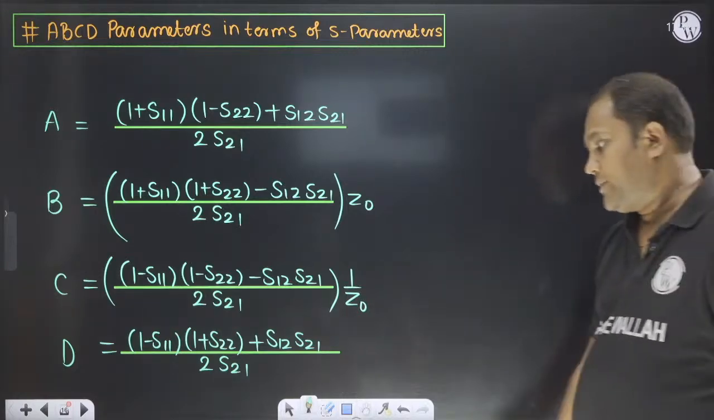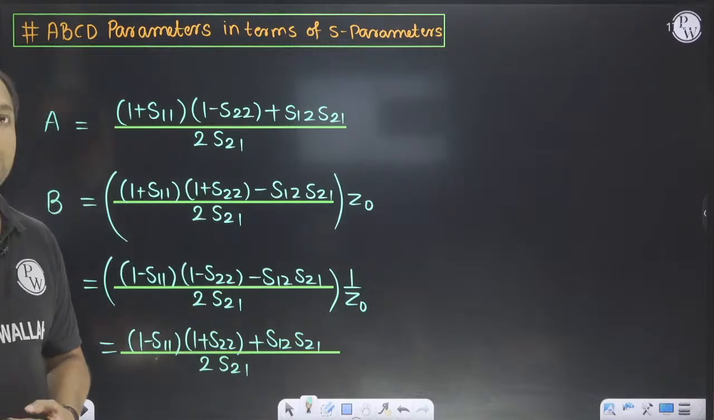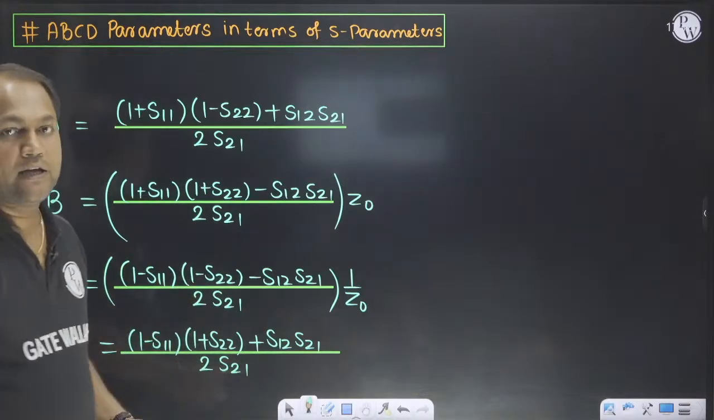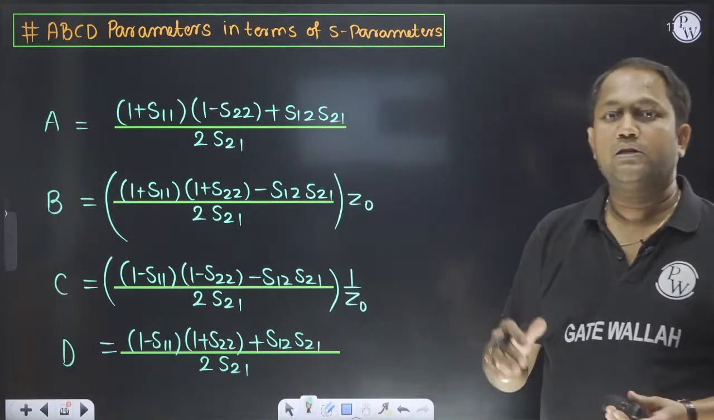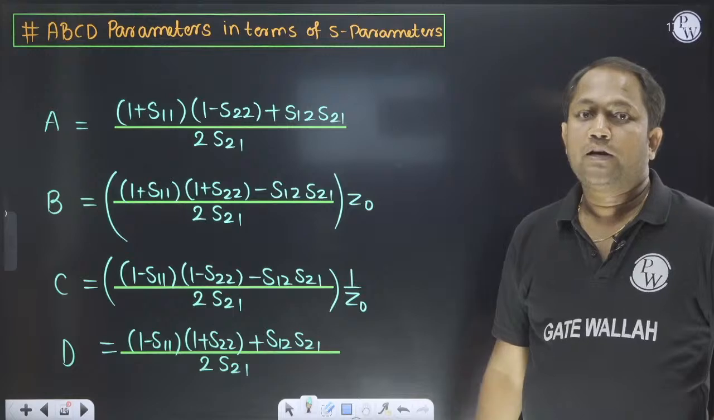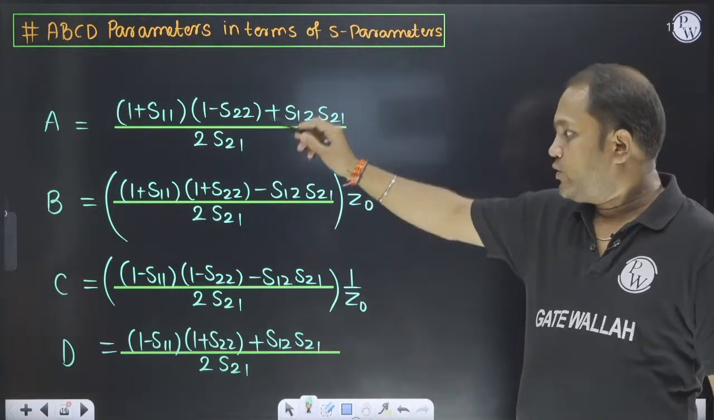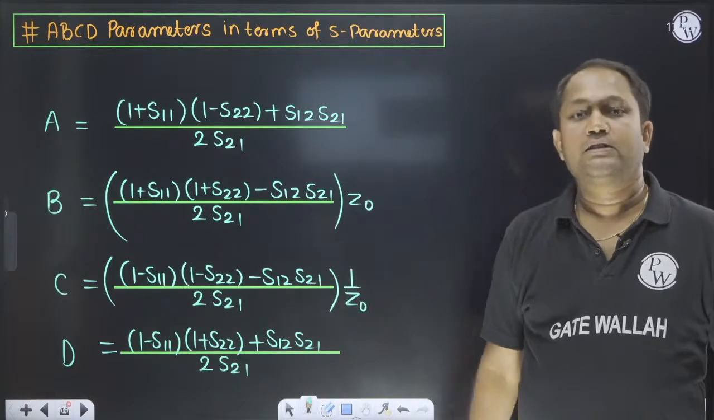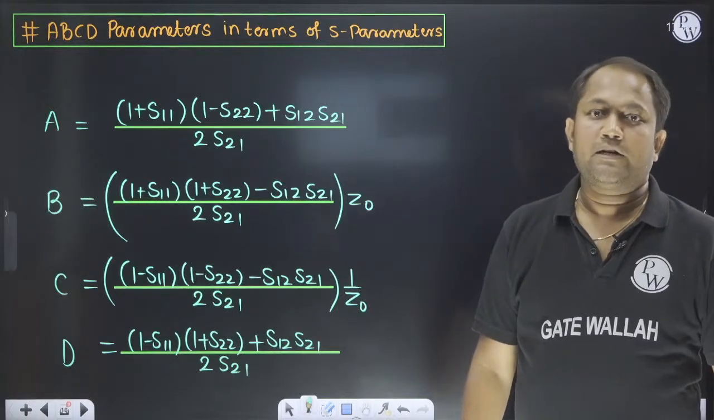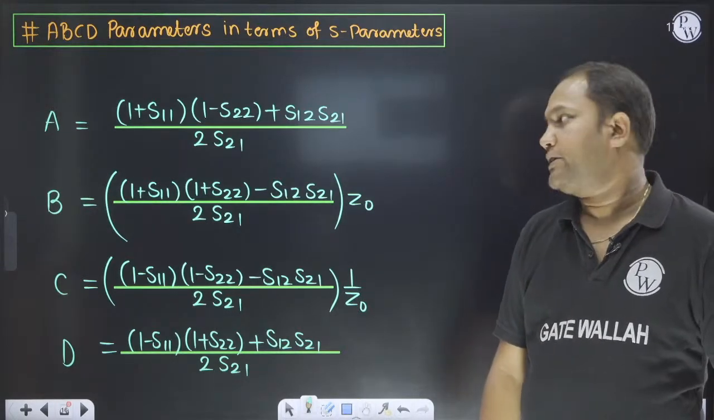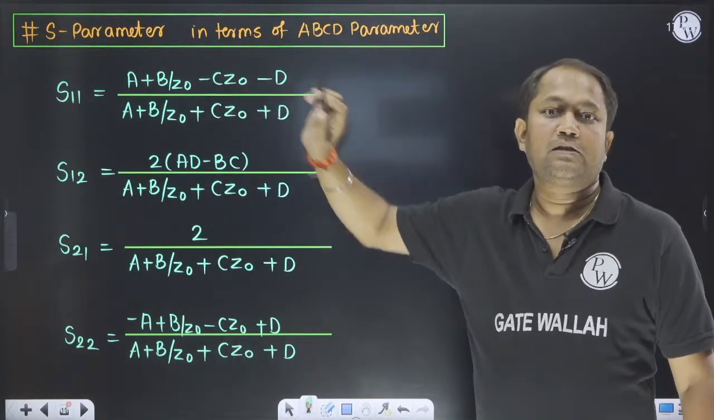Because if you know ABCD parameter, you can calculate Z parameter, Y parameter, H parameter, G parameter. You have studied this in two-port network. I have taught two-port network on YouTube, and there is a separate playlist for it. You can go through and study. You can calculate everything. And if you know Z parameter, then you can calculate ABCD parameter, then S parameter.